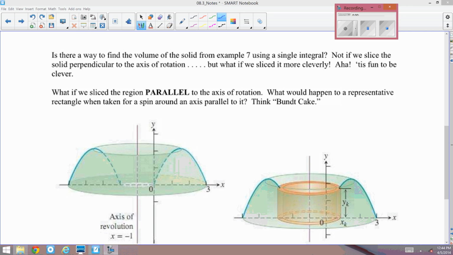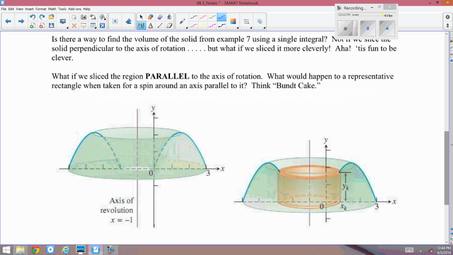Example 7 was a bit tough because we had to slice it into two different integrals. We had to do one that was perpendicular and one that was perpendicular. Okay, so now we're going to look at a different way. What if we sliced it parallel to the axis of rotation?